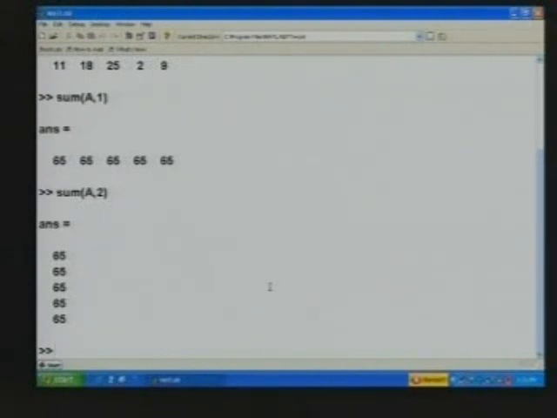Then the next matrix which we will discuss is the Pascal matrix. Okay, let me discuss some other matrix. Pascal matrix I will take up later on.